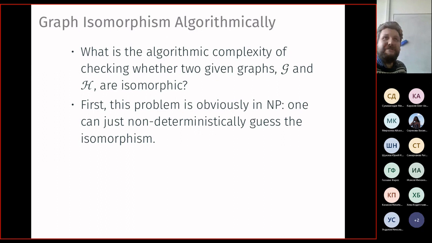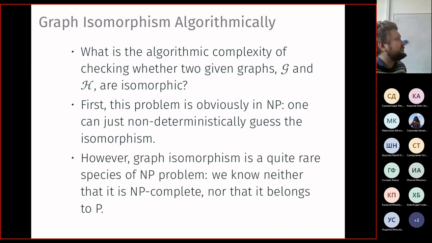Well, okay, I will give the answer. It's quite a rare species. It's one of these not so many known NP problems for which we know nothing. So we do not know a polynomial time algorithm for graph isomorphism, and we do not know that it is NP-complete. So nothing of this is proved. Possibly it means that this is an intermediate problem.